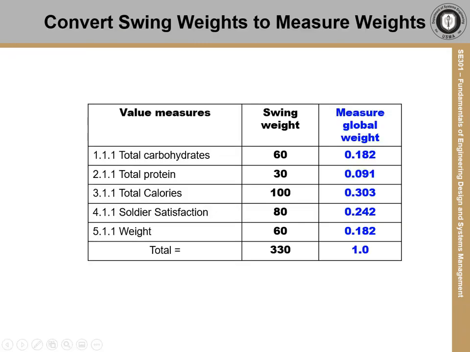Here you see those same swing weights in a table format. Adding up all of the swing weights, we get a total of 330. Then on the right, we have the result if we divide the swing weight by 330. These values are the global weights for the value measures. And as a check on accuracy, we can sum the column on the right and find that that sum is 1.